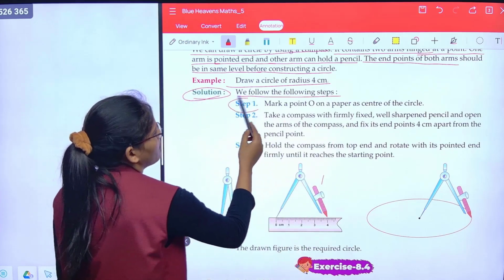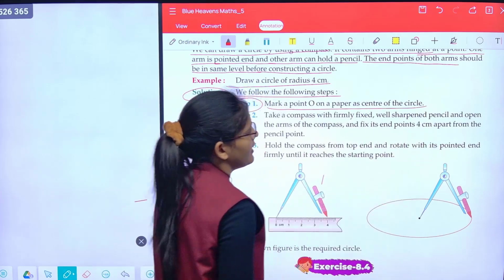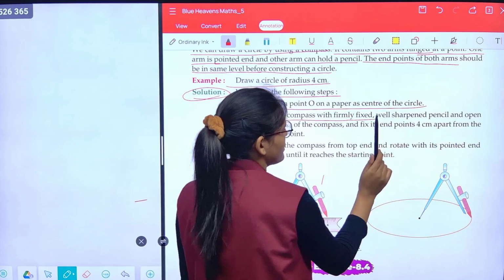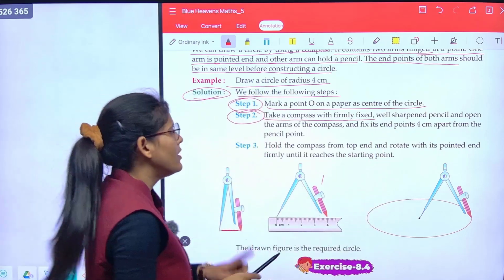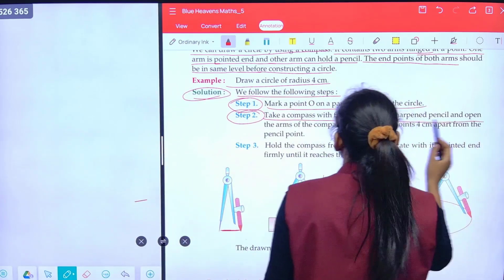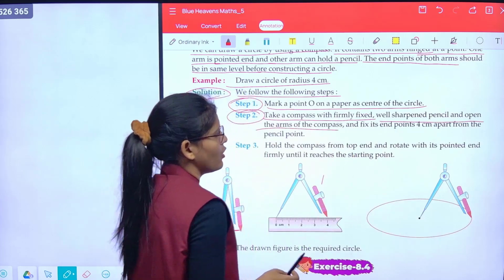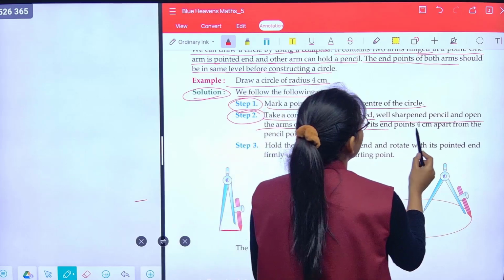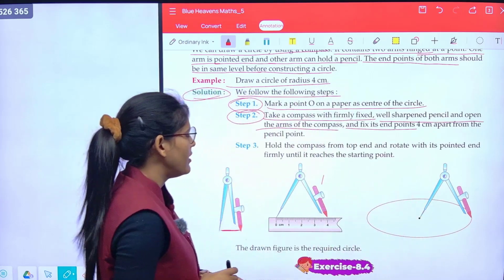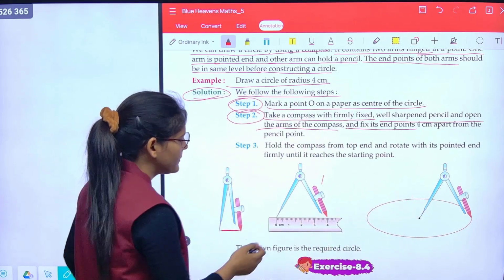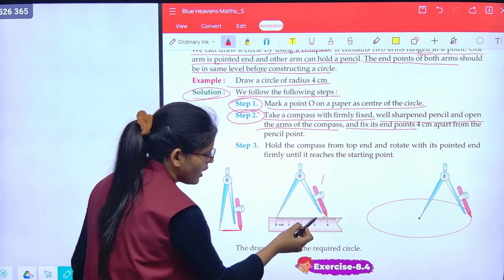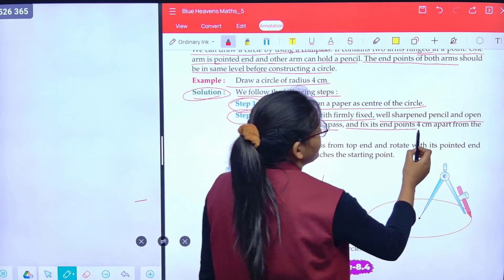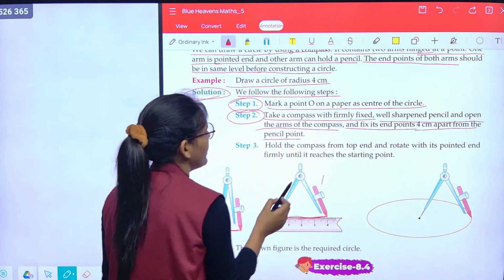Step 1, mark a point O on a paper as the center of the circle. Step 2, take a compass with a firmly fixed, well-sharpened pencil and open the arms of the compass like this and fix its end point at 4 centimeter. Class, take a scale and measure the 4 centimeter between the end points. And then apart from the pencil point.